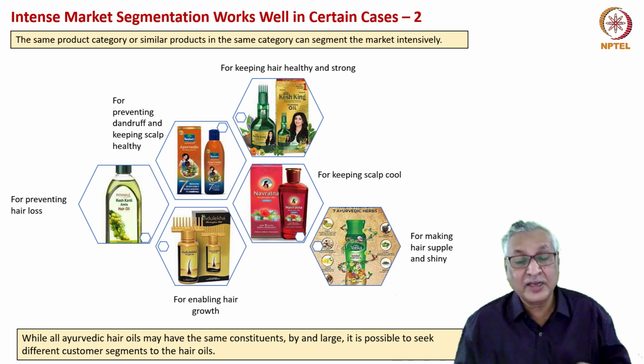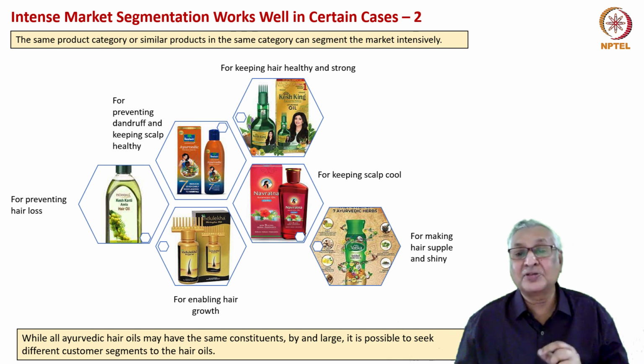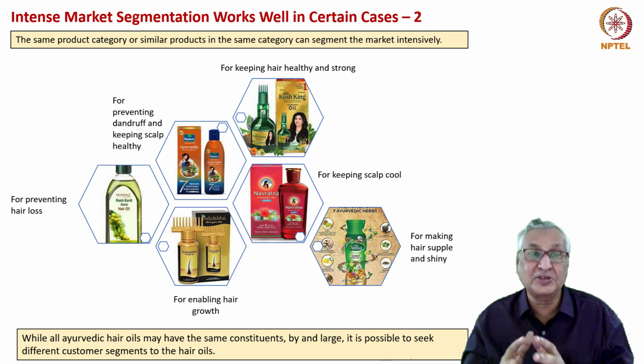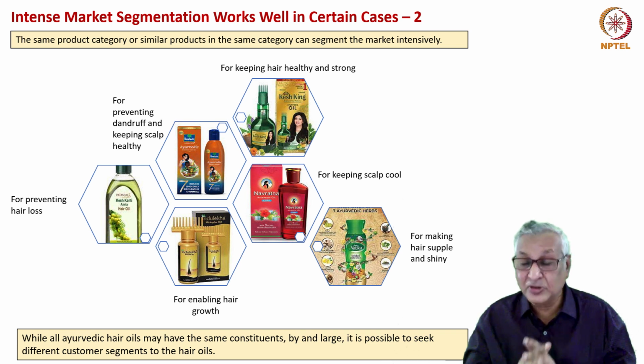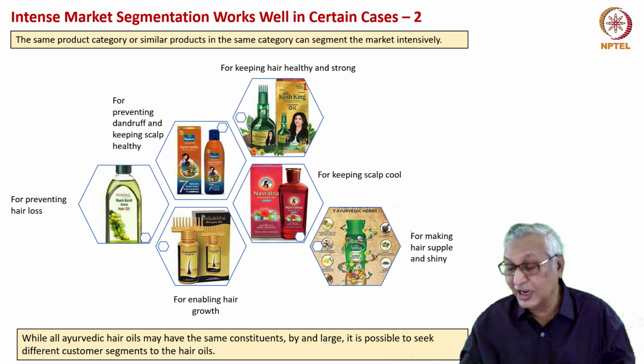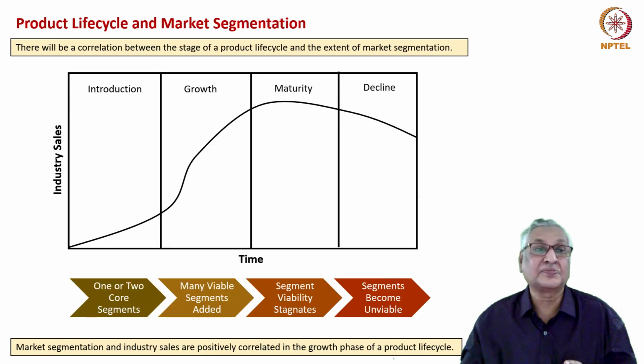While all Ayurvedic hair oils may have the same constituents by and large, it is possible to seek different customer segments for the hair oils by having a different mix of the constituents and also by positioning the products differently. So there is an intense market segmentation that can be happening in several categories.